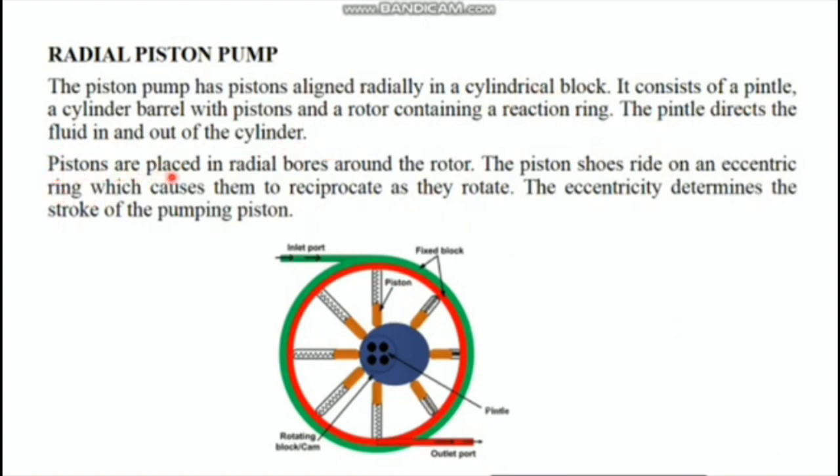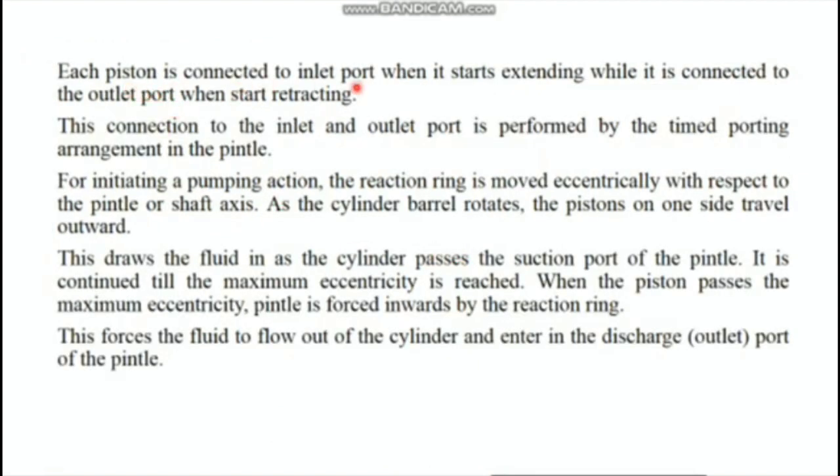The pistons are placed in radial bores around the rotor. The piston shoes ride on an eccentric ring which causes them to reciprocate as they rotate. The eccentricity determines the stroke of the piston pump. Each piston is connected to the inlet port when it starts extending, while it is connected to the outlet port when it starts retracting. This connection to the inlet and outlet port is performed by the timed porting arrangement in the spindle. For initiating a pumping action, the reaction ring is moved eccentrically with respect to the spindle or shaft axis.